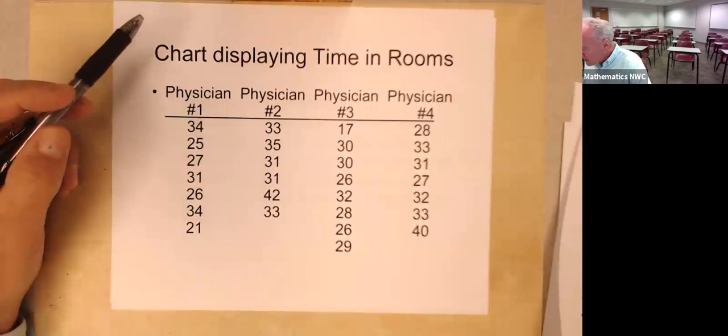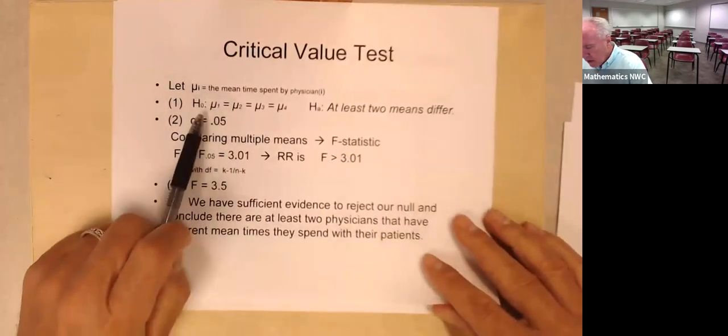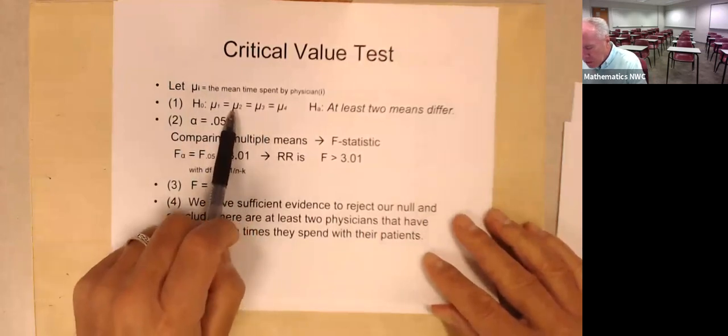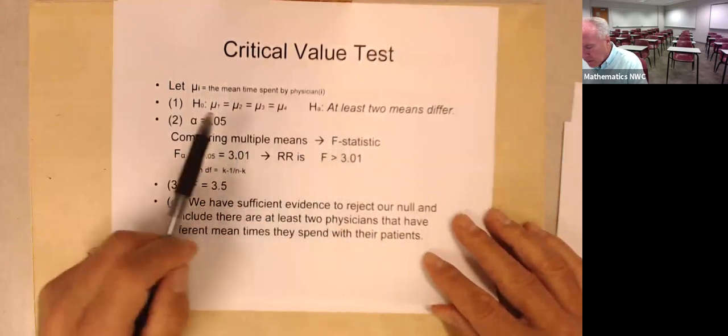We ran the test, if you recall. The test looks something like this. The null is always however many populations we have. We set them equal to each other, assuming that they start off equal. If we have evidence, we can conclude that there's at least 2 means that differ.